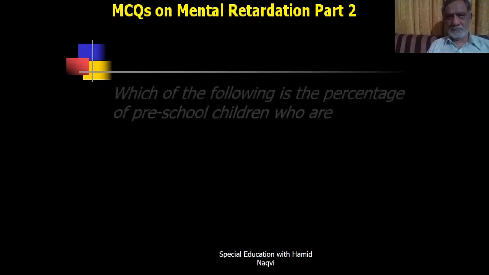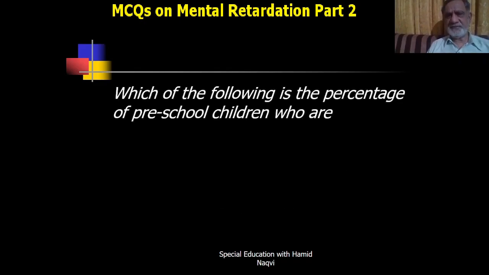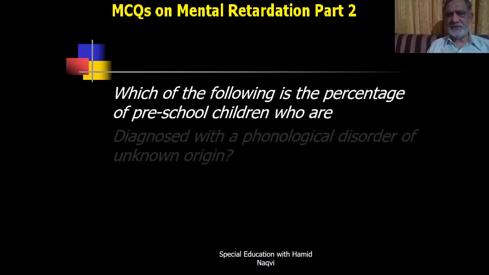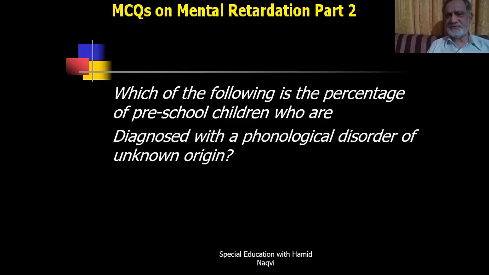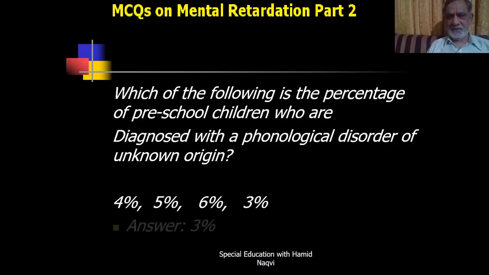Which of the following is the percentage of preschool children who are diagnosed with phonological disorder of unknown origin? 4%, 5%, 6%, or 3%. Correct answer is 3%.